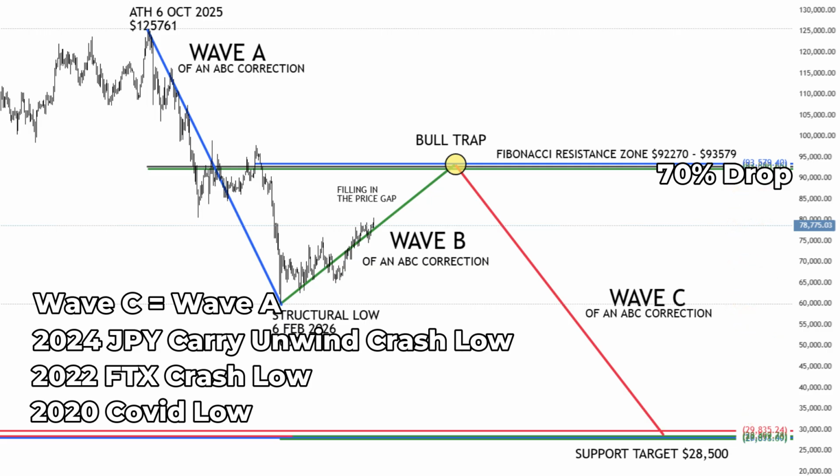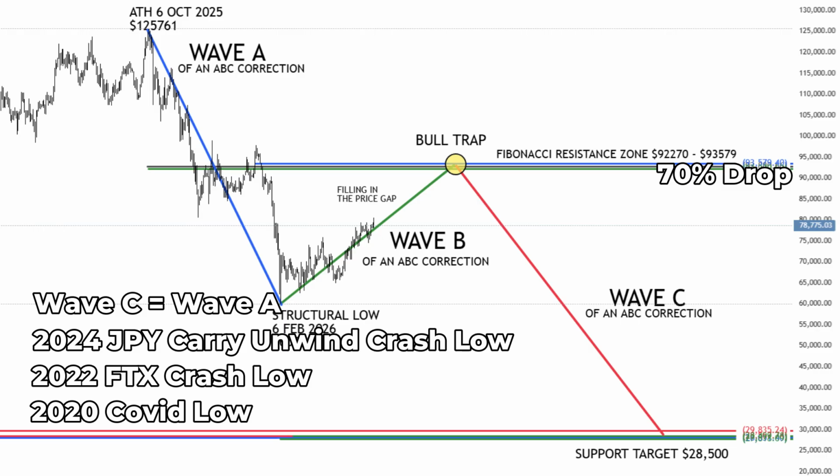The pain of Wave C will create the foundation for Bitcoin's next genuine bull cycle, one built on real fundamentals rather than hope and short covering. But first, we have to get through it. This is why we are mapping this now, before the rally reaches its peak. Because by the time Wave C begins, it will feel like the bottom has already fallen out. It will be fast, it will be brutal, and the majority of market participants will not be prepared.